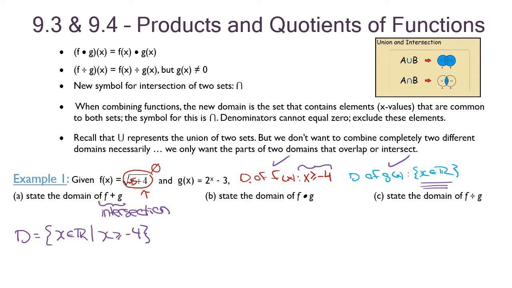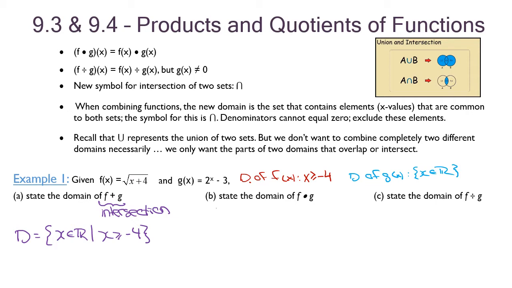Now what about f times g? So the domain of f times g, f times g is the same as writing them out separately, f at x times g at x. So it's the same thing.